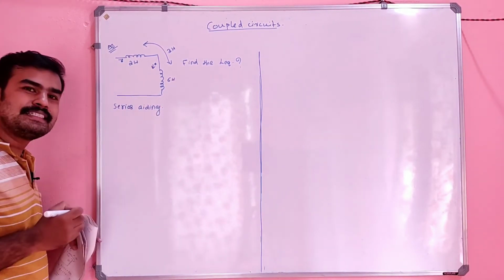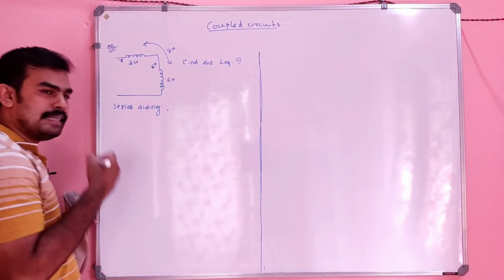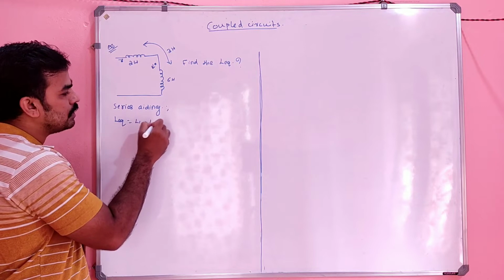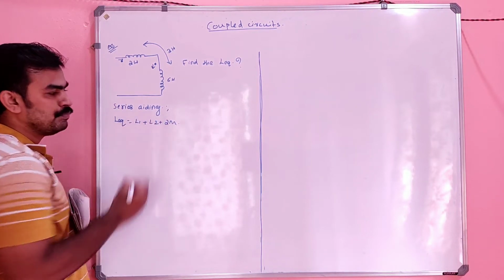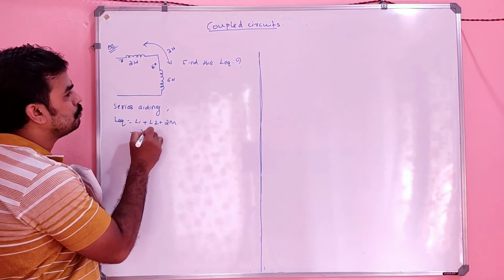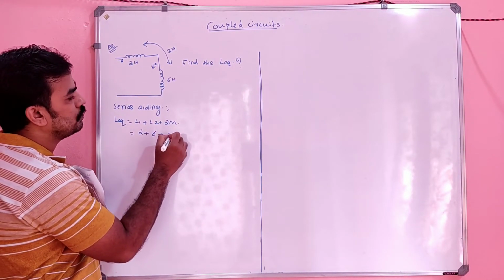This is an example of what? A series aiding circuit. So for that series aiding circuit, what is the equation? L equivalent will be equal to L1 plus L2 plus 2M. What is L1 here? 2 plus 6 plus 2 into 3.